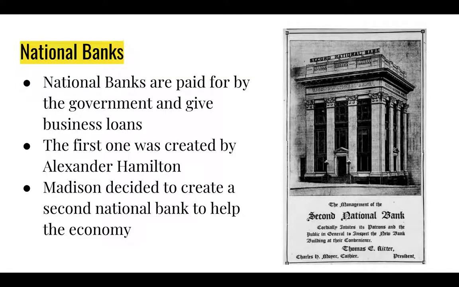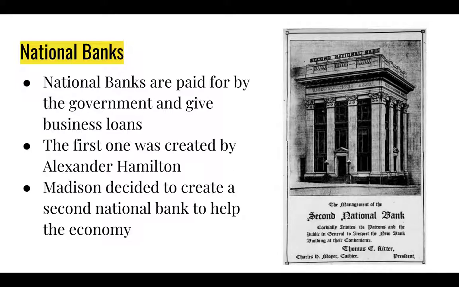The last major event of his presidency was the National Bank. Originally, a national bank was created. It was Alexander Hamilton's plan under the Washington presidency. And it was created so the government could give out business loans to people to spur on the economy. They could loan money to people so they could start businesses, and loan money so the United States could buy things that they needed.